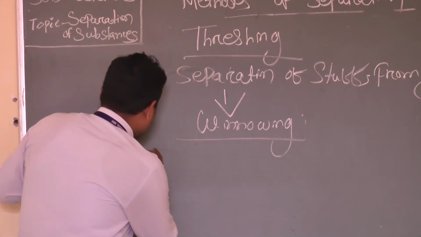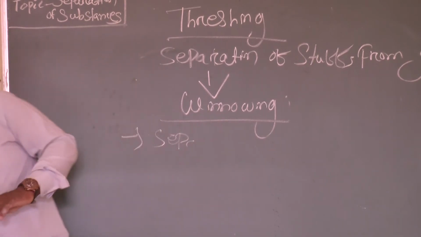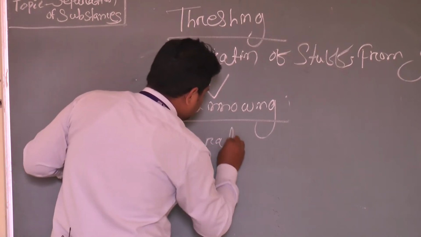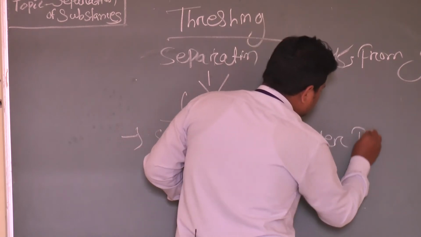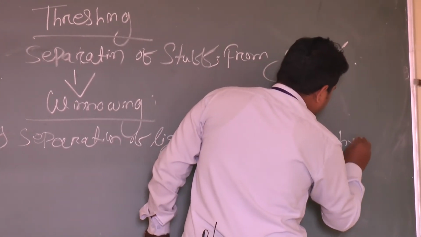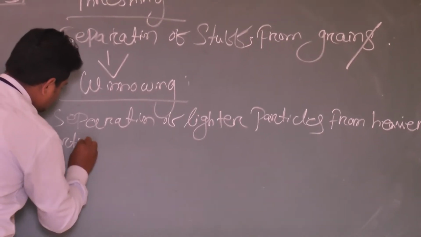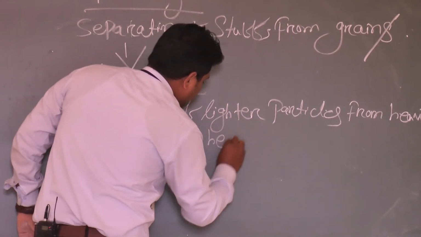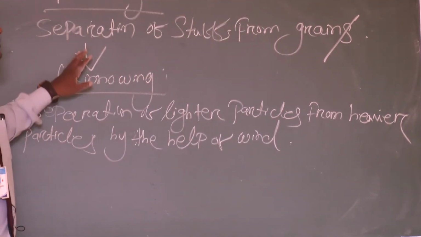Okay, so remember, the separation of lighter particles from heavier particles by the help of wind, okay, that process is known as winnowing.